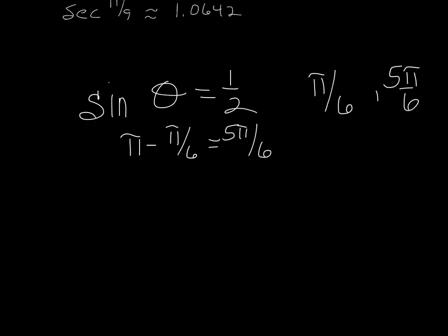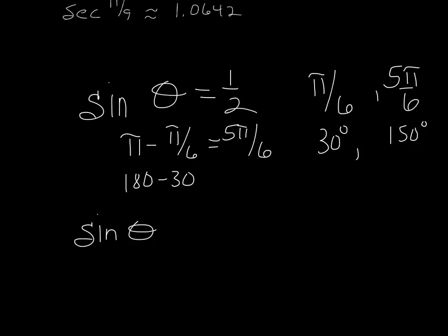Okay, if we're thinking degrees, what's pi over 6 equivalent to? 30 degrees. So what would our second quadrant angle be? It's going to be 180 minus 30, 150. Okay, let's see if we can determine where the sine of theta equals negative 1/2. Which quadrants will we be in? 3 and 4.